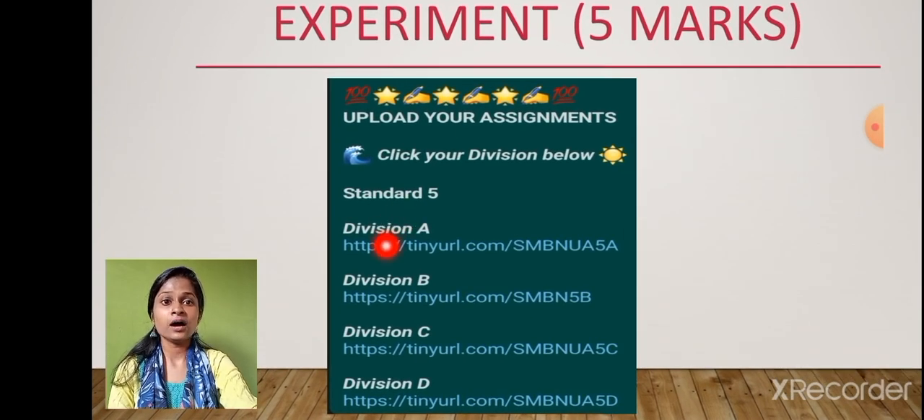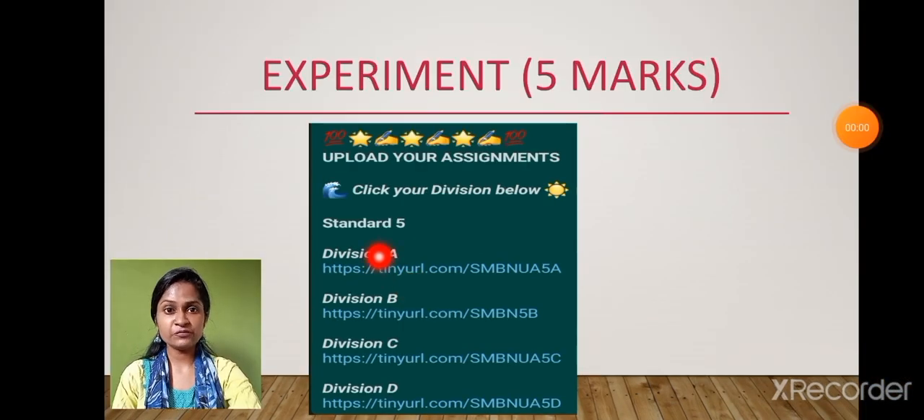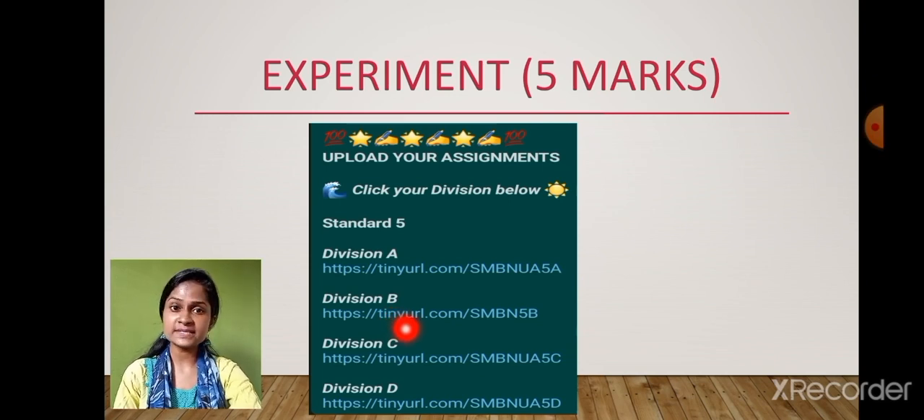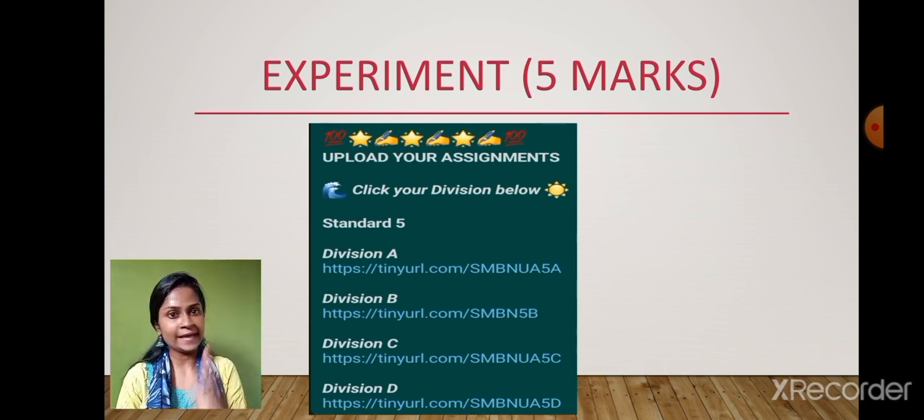For standard 5, division A will submit on the A division link, division B on the B division link, division C on the C division link, and division D on the D division link. This is the new link, and on this new link only you have to submit your experiment. I hope you are clear with the experimental part. I repeat once again: on top of your project paper, write your name, roll number, division and SID number. After that, submit on this new link which we have provided you on WhatsApp.